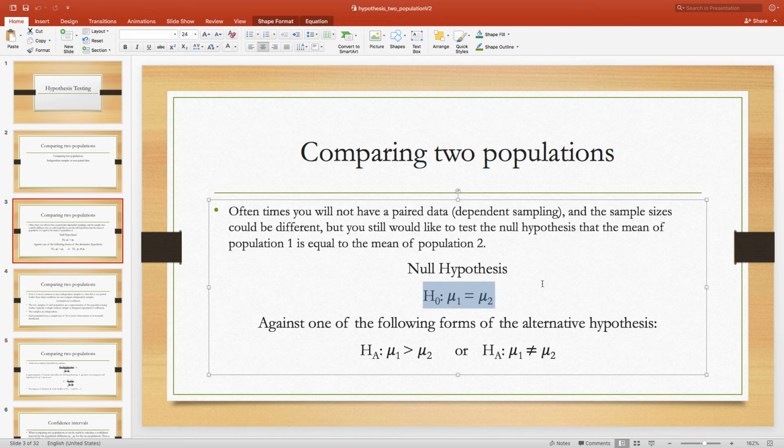And we will have one of the following forms of the alternative. Either one of the means is greater than the other, or one of the means is not equal to the other. It could be greater than, it could be less than. Now you might be wondering, is there a third form of the alternative, which is that mu2, the mean of population 2, is greater than the mean of population 1? Yes, that is possible. However, it's just a convention what you call population 1 and population 2. So these two forms are sufficient.